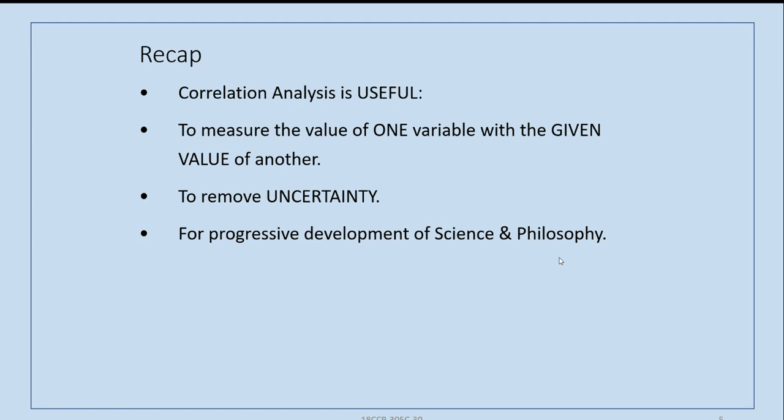For progressive development of science and philosophy, correlation is useful. That is an application part. For good and timely business decisions, in business also, correlation is very well used, and it is best suited in so many things. For comparing, for predicting, for doing so many things, we will be using correlation in business also. To take business decisions, business is nothing but taking decisions to do or not to do.